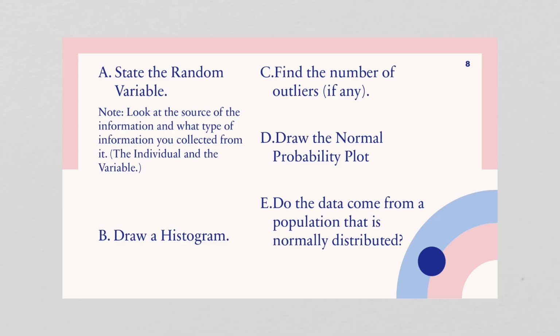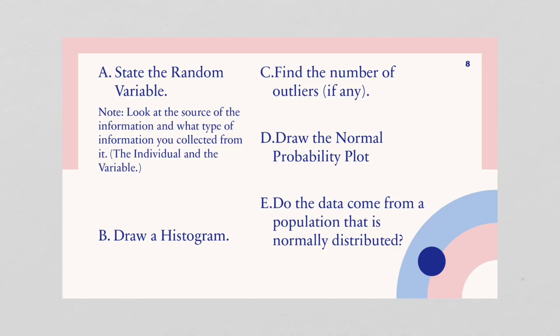So for part E, we're going to take the results that we have from B, C, and D and make the assumption, is our sample normally distributed? Sorry, I should say, not is our sample normally distributed, is the population that our sample came from normally distributed? Sorry about that error.